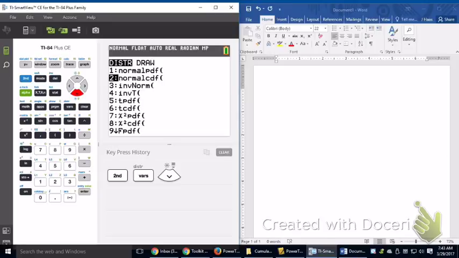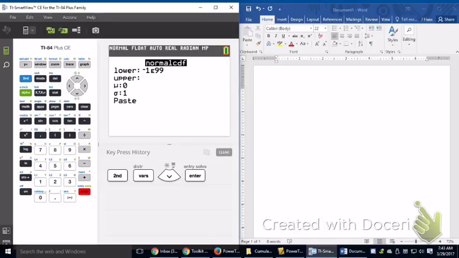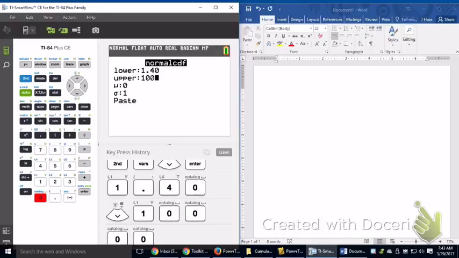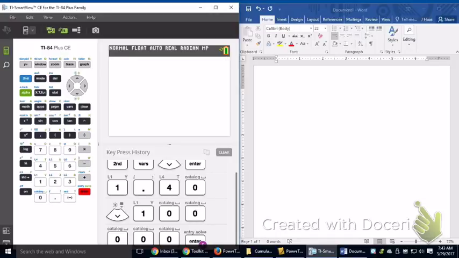So I'm going to do normal CDF, and my lower value in this case is 1.40. And then this alternate hypothesis, since it's a greater than, I'm going to go above 1.40 all the way to something just very big, press enter, and that gives me this number here. My 0.08 is my p-value.